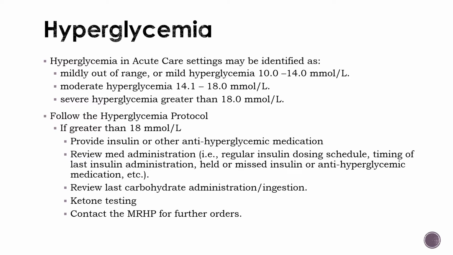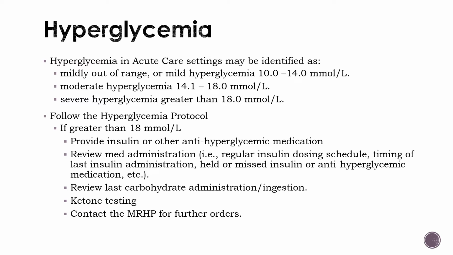What is hyperglycemia? Whenever the blood sugar is greater than 10.1 millimoles per liter, it is considered hyperglycemia. But there are three categories. If the blood sugar is between 10.1 to 14.0 millimoles per liter, it is called mild hyperglycemia. Whereas if it is between 14.1 to 18 millimoles per liter, it is called moderate hyperglycemia. Whereas if it's greater than 18 millimoles per liter, it is called severe hyperglycemia.